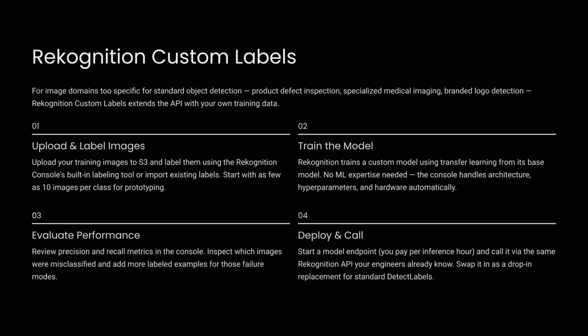For specific image domains, Rekognition custom labels extends the API. You upload and label images in the console, then train the model without ML expertise. After evaluation, deploy the custom model endpoint and call it just like the standard Detect Labels API.